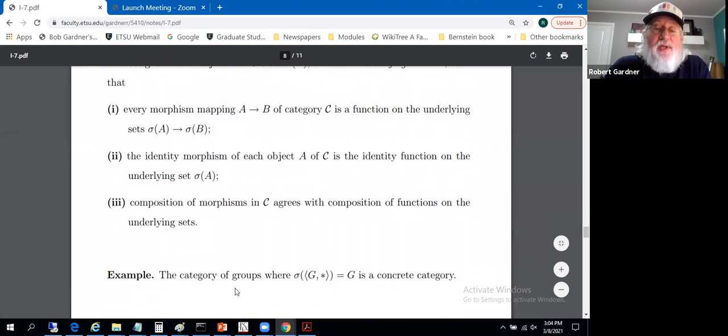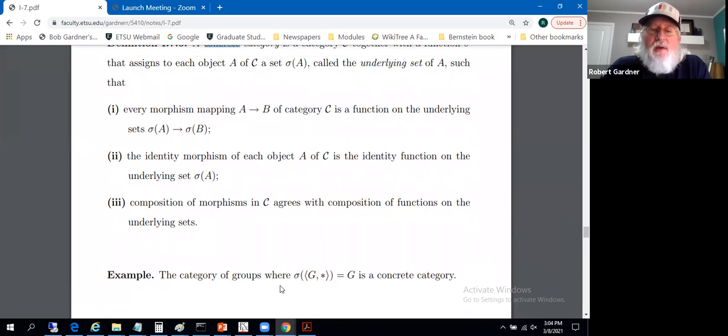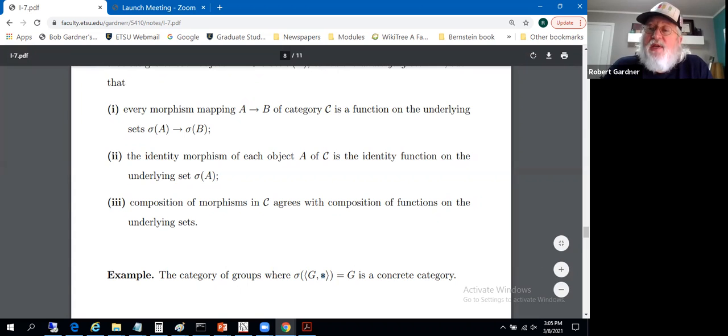An example: if we take the category of groups, the category of all groups that we had previously, and define sigma of a group simply to be the set of elements of the group, I'm using a notation probably from Fraley here, where a group is given in angled brackets as a set of elements along with a binary operation which satisfies certain conditions. So we take the group and simply associate the group with a set of elements of the group. Doing that gives us a concrete category.